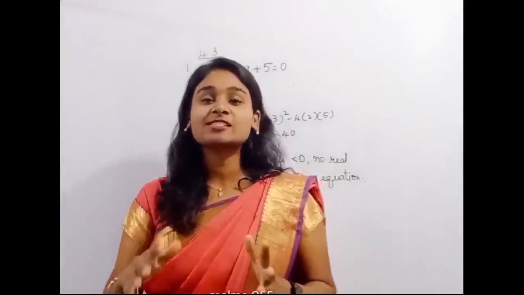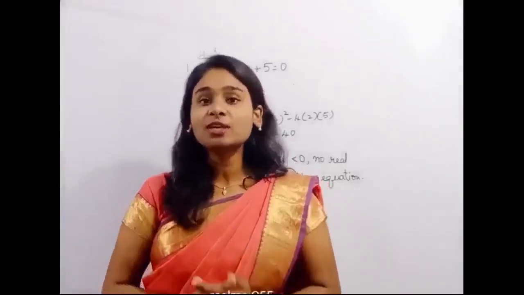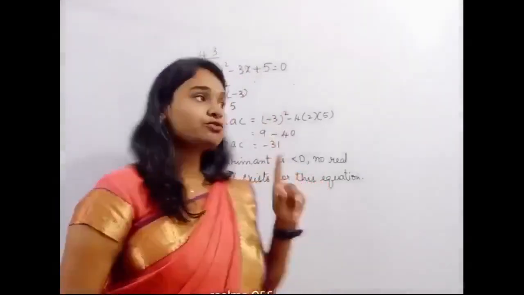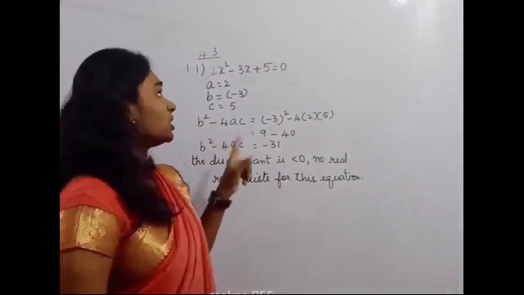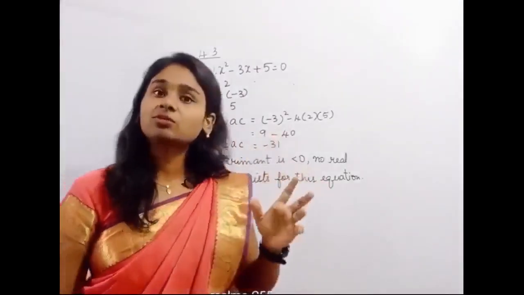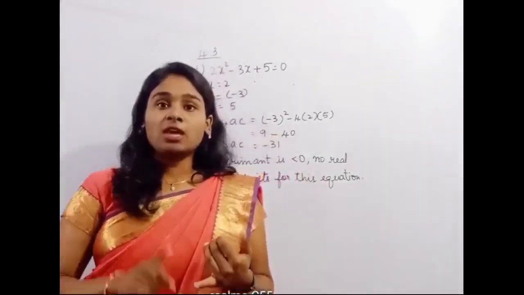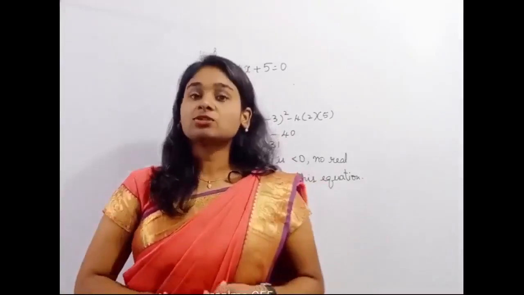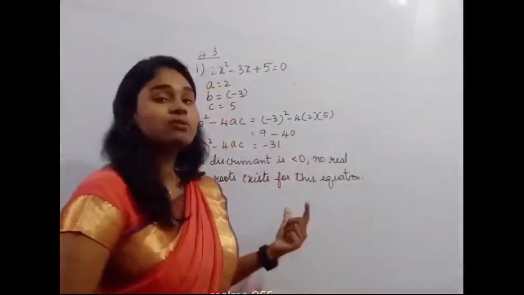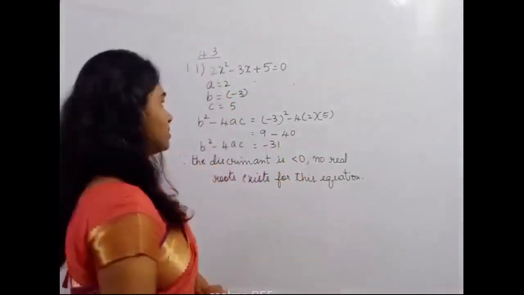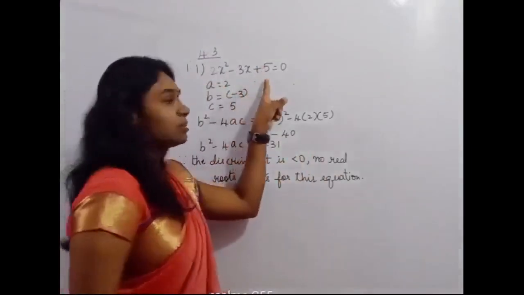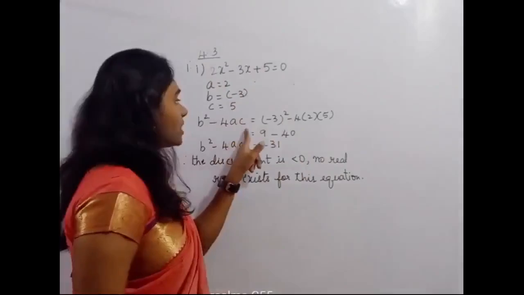In today's class, let us solve exercise 4.3 of quadratic equations. So look at the first question. Here it says we have to again find the discriminant of the given quadratic equation. And if the real roots exist, you will have to proceed further and find the roots of the equation. So finding the discriminant, b square minus 4ac, what do we get?